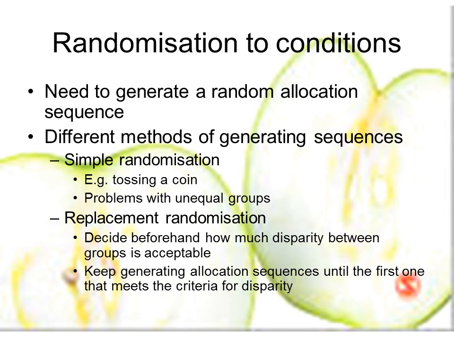So in randomization, basically we need to generate a random allocation sequence. So how are we going to determine how this randomized controlled trial is going to be fair, and how are we determining who gets to participate and who doesn't? There are different methods of generating different sequences.